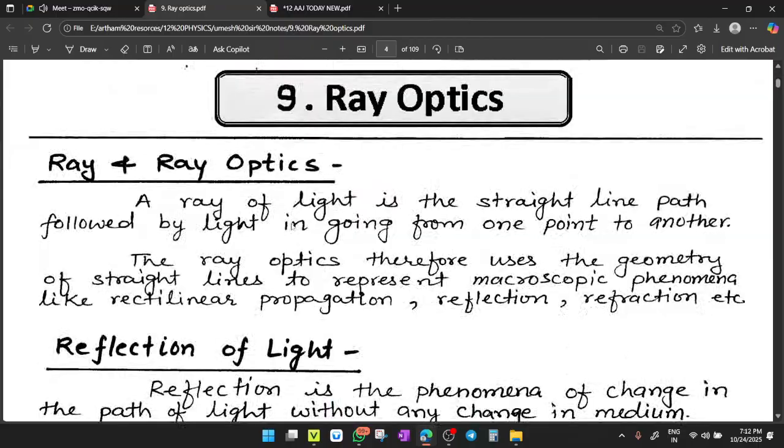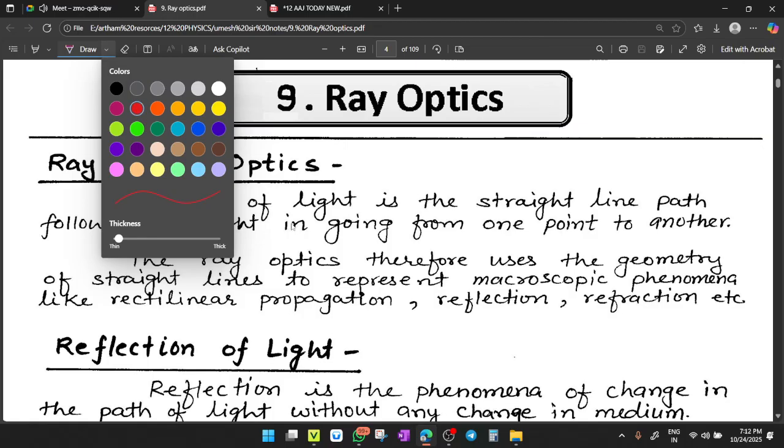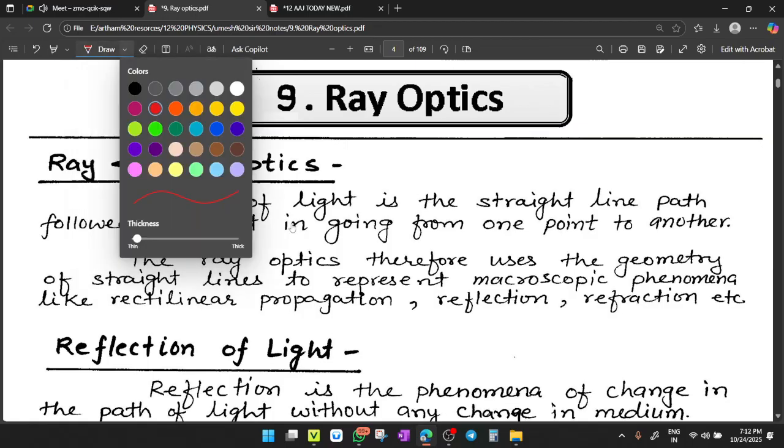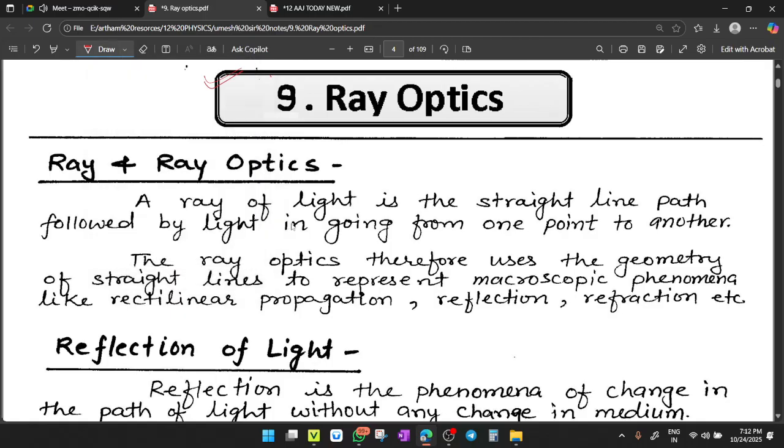So we're starting the chapter here, ray optics. Before starting optics, I would like to introduce you to some historical events and concepts of optics. First it is optics, then after it is ray optics. So what does optics mean?